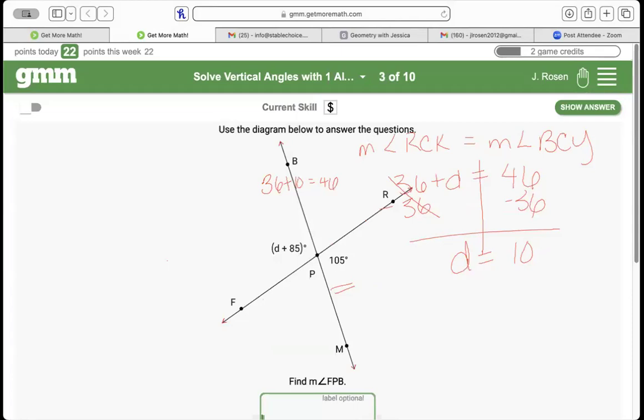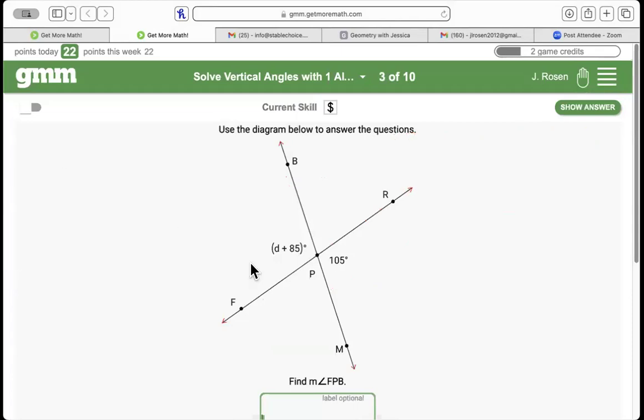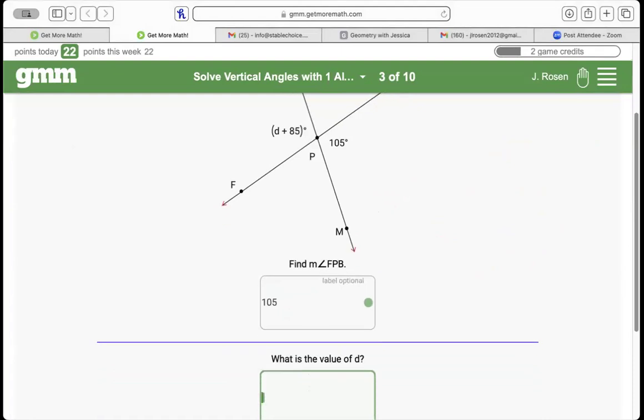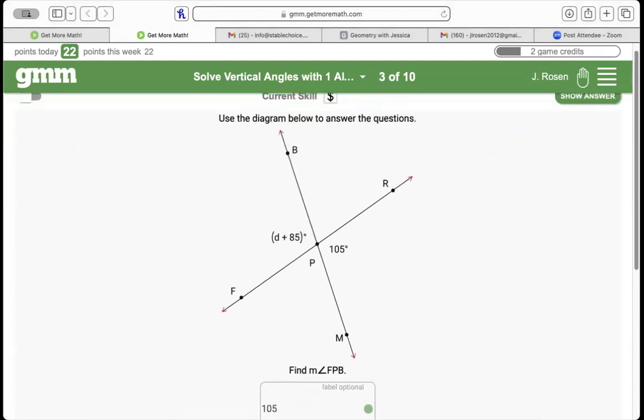Okay, and let's do one more. Again, it wants FPB. FPB is this expression, and RPM is 105. I know they're vertical, and we're going to go ahead and just say that's 105. And it told us it's right. And then we're going to solve for the value of D.